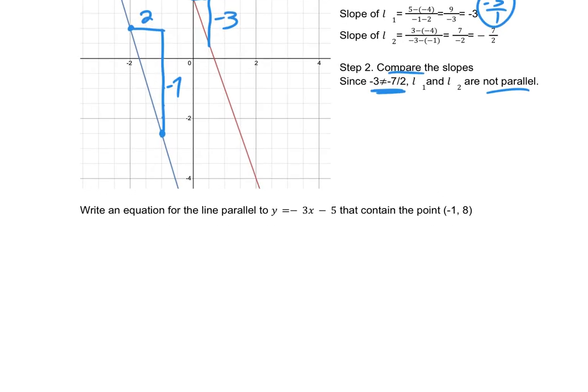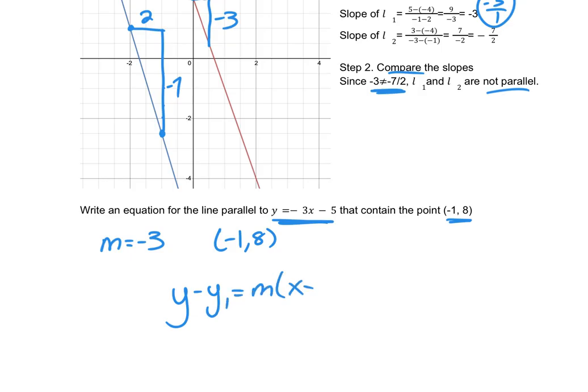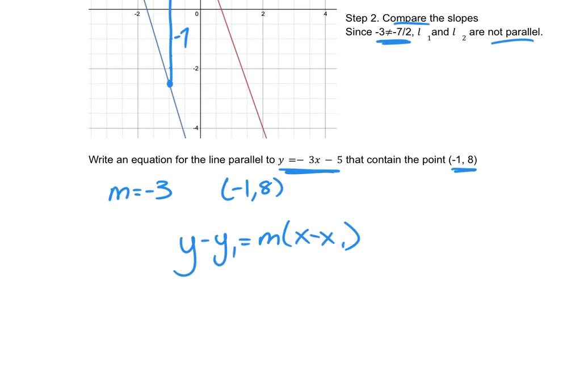Now, another practice. This is a common question. Write an equation for the line that is parallel to this line that contains this point. This is why we practiced in the previous section of notes. So if it's parallel, that means its slope has to be -3, and it goes through the point (-1, 8). So I'm going to use the y minus y1 equals m times x minus x1 formula. We'll plug those values in.